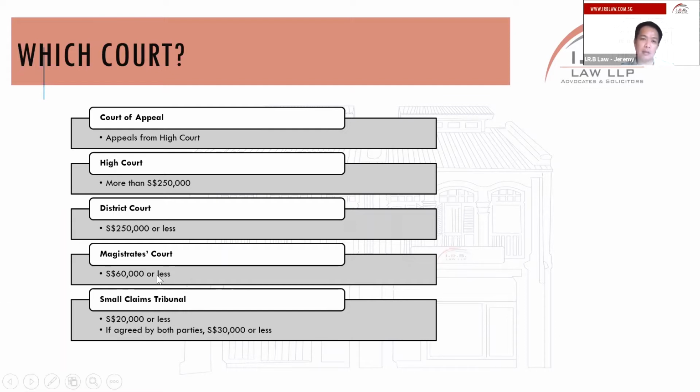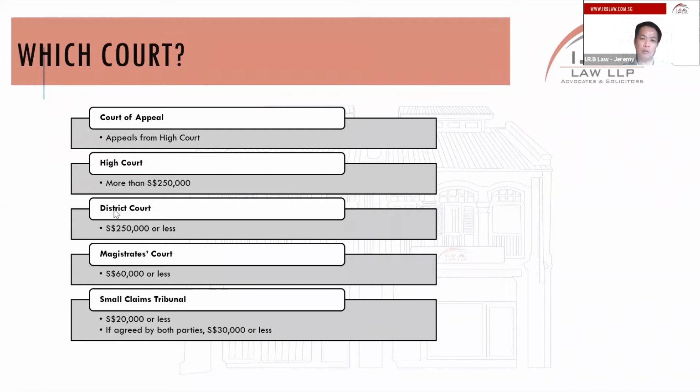Now, when the claims go bigger, up to $60,000, you go to the magistrate's court. Just to clarify, if it's below $20,000, you can still go to the magistrate's court because the Small Claims Tribunal does not hear all kinds of claims. So you have to submit the details of a claim, and then they will confirm if they will actually hear it.